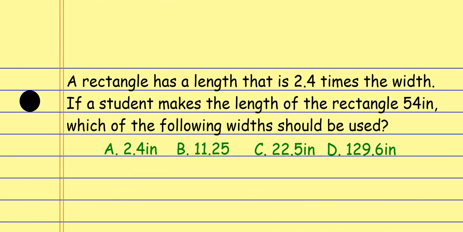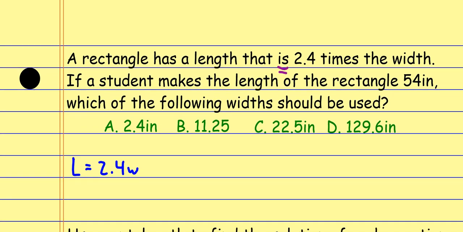If I look at this guy, a rectangle has a length that is 2.4 times the width. If a student makes the length of the rectangle 54 inches, which of the following widths would be used? And so for this one, it says right here, the length is, so the length equals, okay, that's kind of what translates into an equal sign, 2.4 times the width. So 2.4 times W, all right? And so it says, what if I make the length 54? So this is the open equation I'm dealing with.